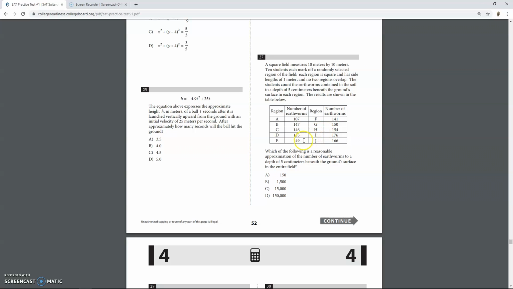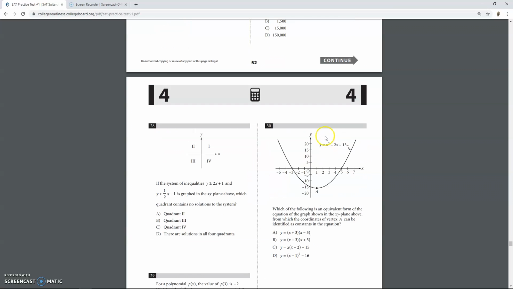But there is a small problem here, which is shown here. There are 10 students in total, and each is marking one region. So in total, only 1/10 of the total field is being measured, and that is the number that we get, around 1500 here. So 1500 is 1/10 of the original value, which means the original value will be 15,000 earthworms. So the answer will be C.